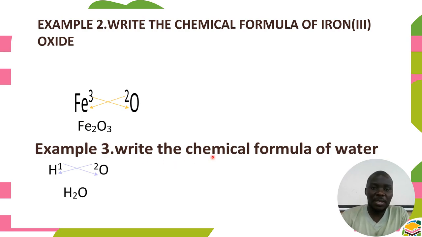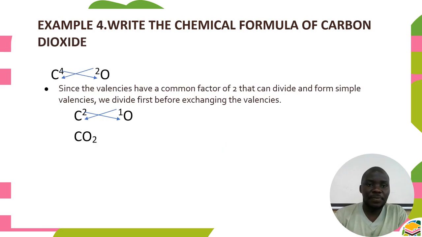We can also write the chemical formula of water. In water we have 2 elements, hydrogen and oxygen. Hydrogen, the valence is 1. It's found in group number 1. While oxygen, the valence is 2. It's found in group number 6, which means it has 6 electrons. The remaining one is 2. That's why I have 2 here. When we swap, we have H2O. This is the chemical formula of water.